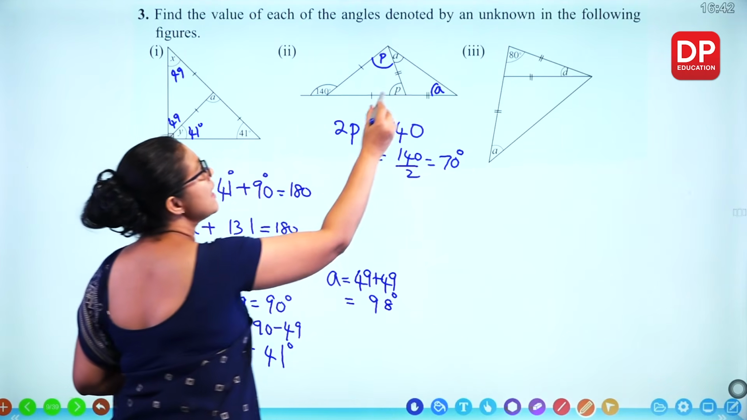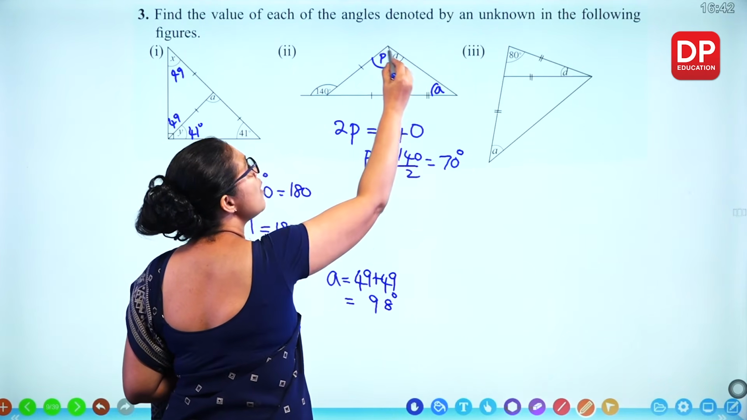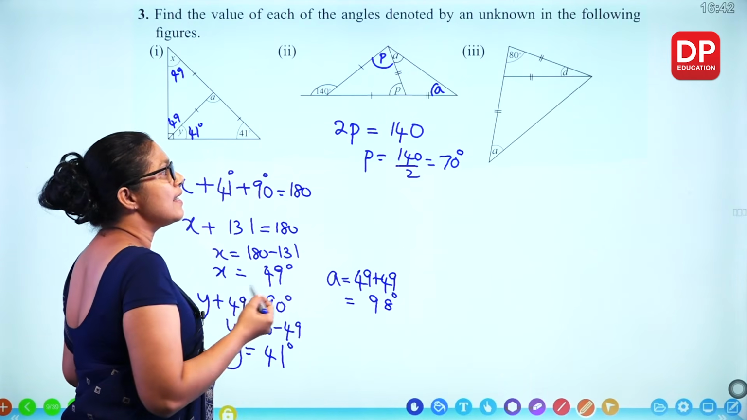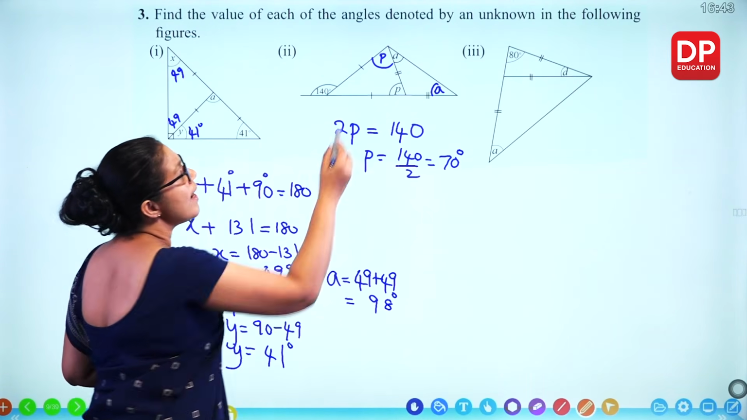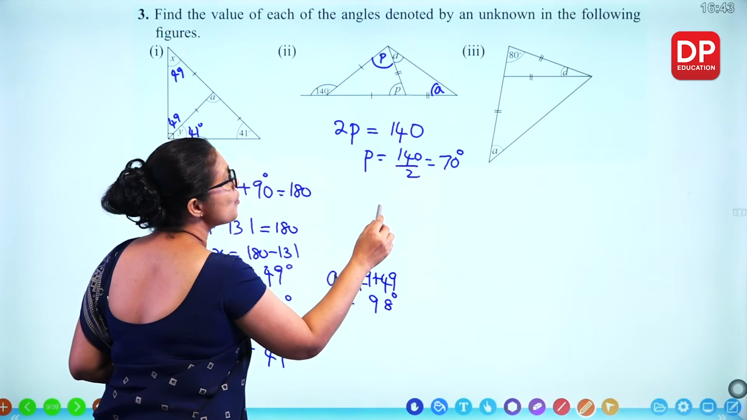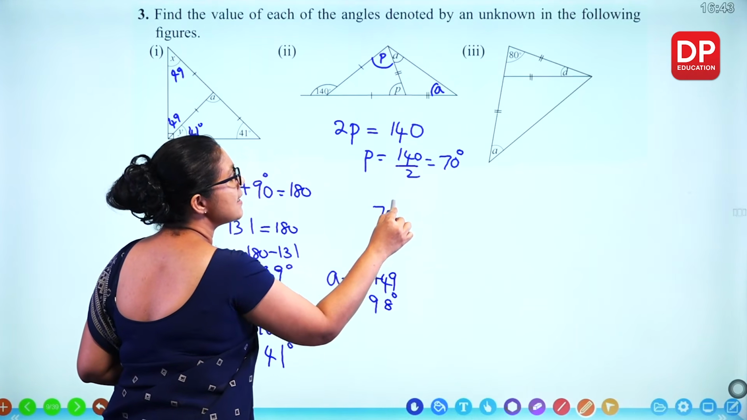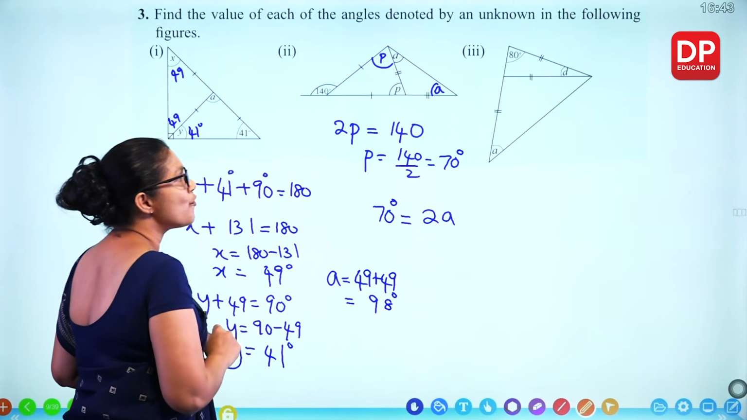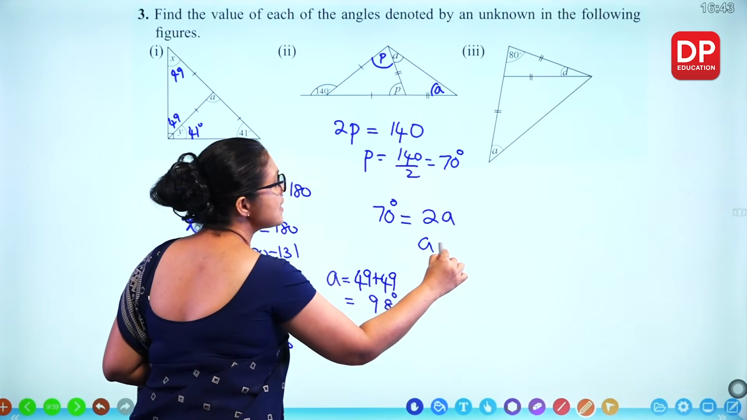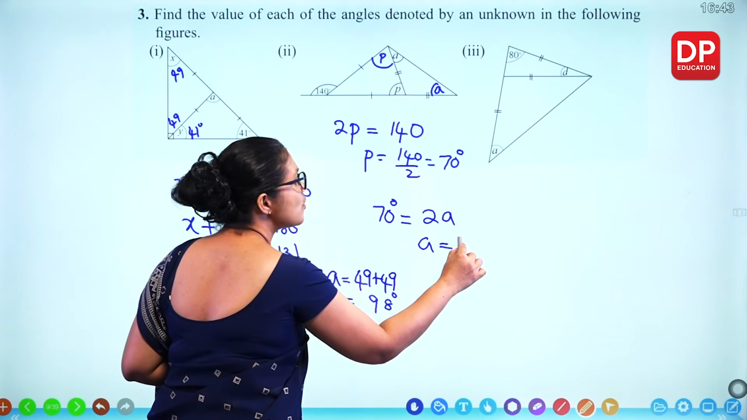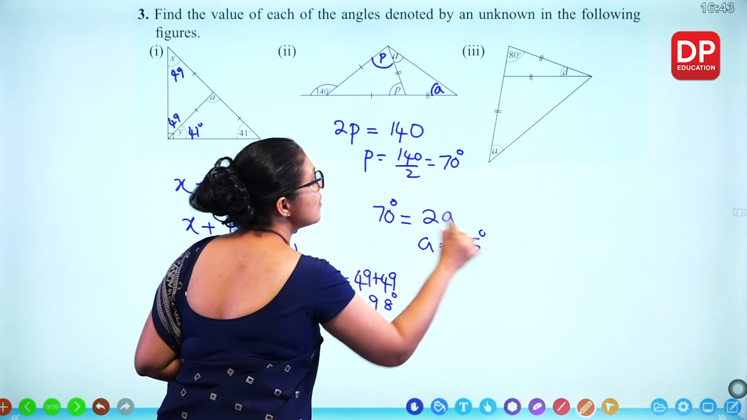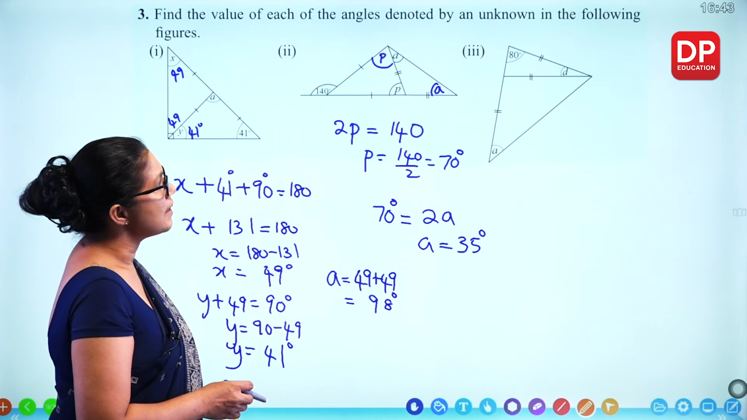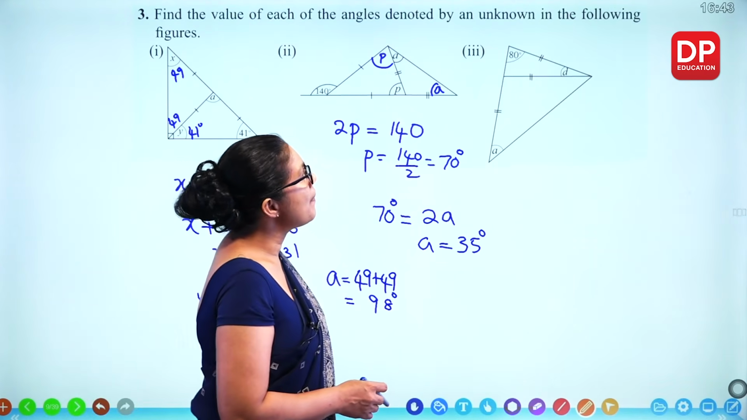Now we found p. Again, when you take the smaller one, can you see double of a is equal to p? Again, the exterior angle is p. So we can write p equals double of a, that is 70. So how do you find out a? We divide both sides by 2. 70 divided by 2 is 35. So we get a equals 35 and p equals 70. Now look at the third part.